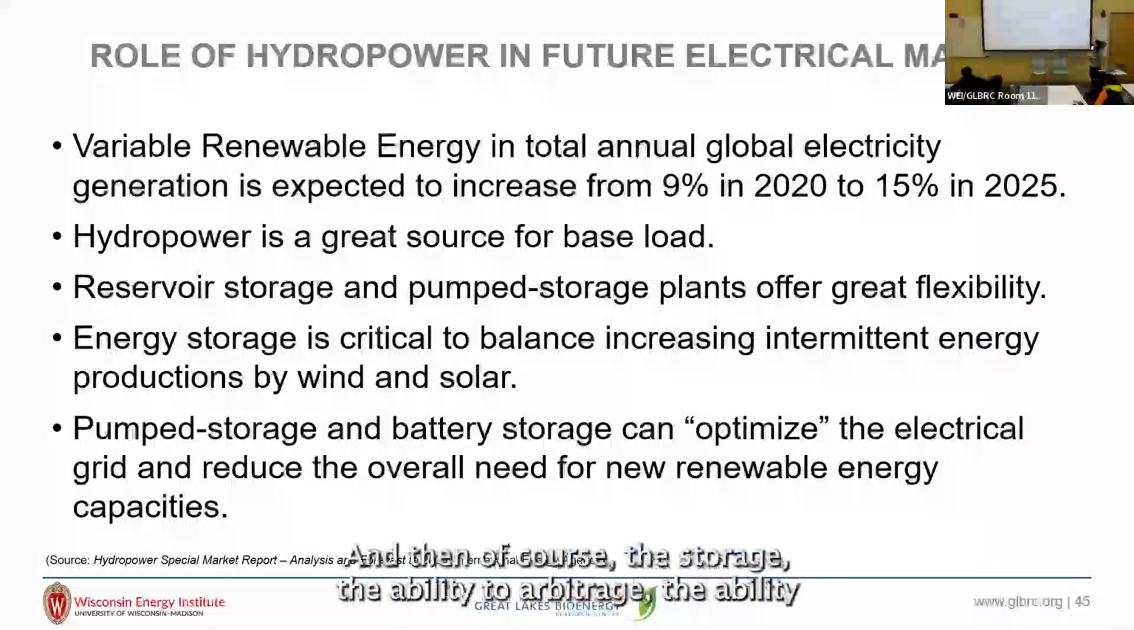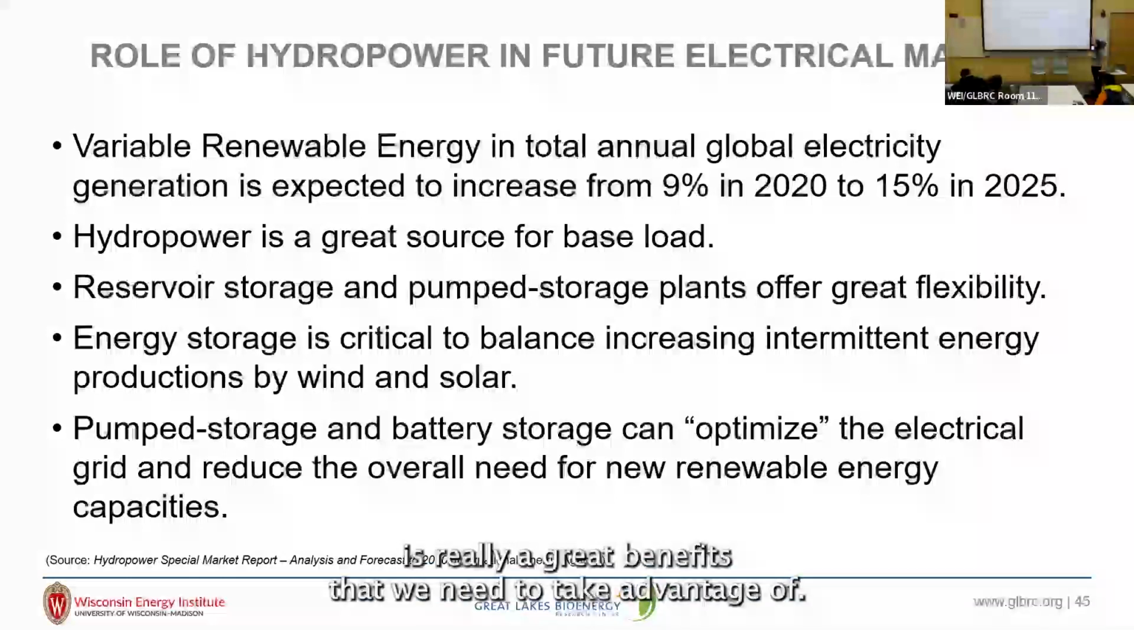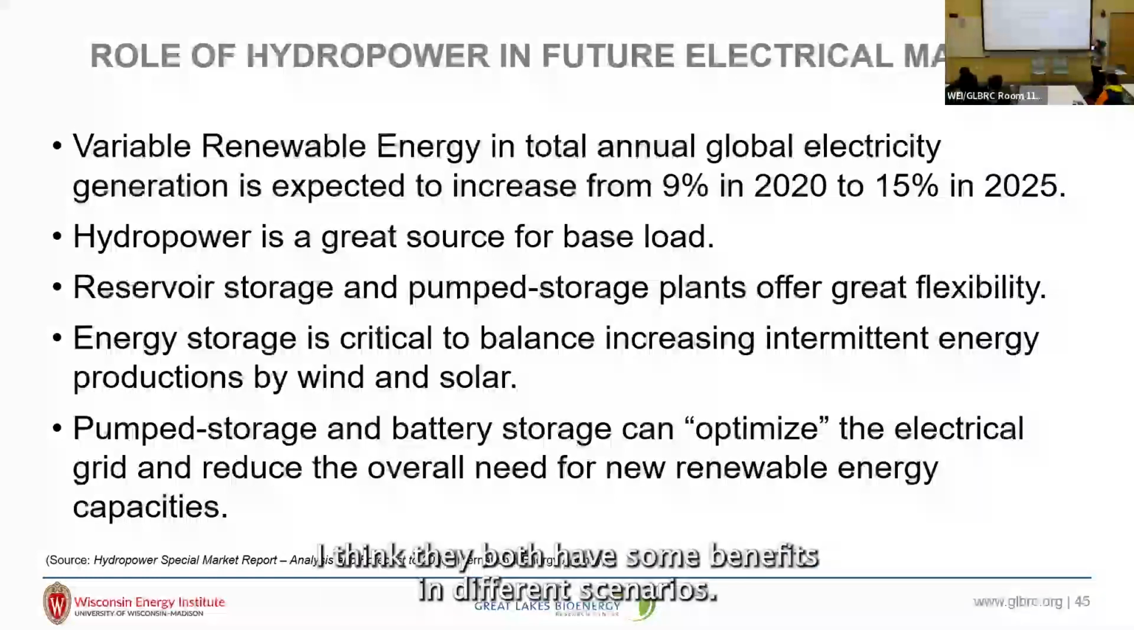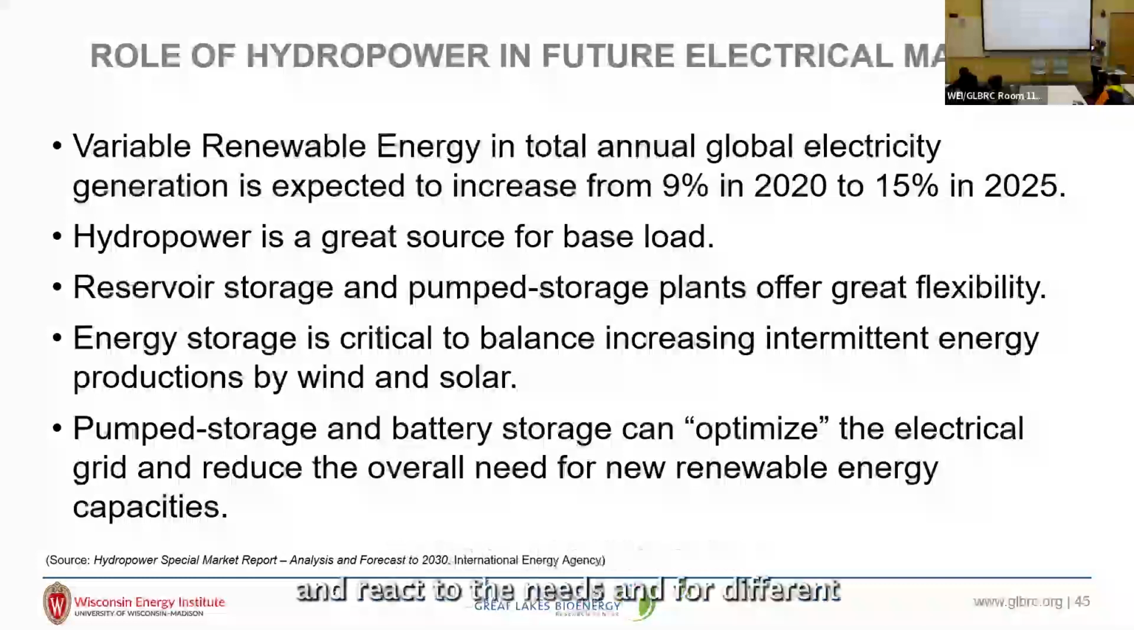And then of course, the storage, the ability to arbitrage, the ability to balance the energy generation, are really great benefits that we need to take advantage of. And pump storage and battery, as I mentioned, have their own roles. We can't exclude one or the other. I think they both have some benefits in different scenarios. So we should use both to optimize the system and react to the needs of different specific regions and specific situations.